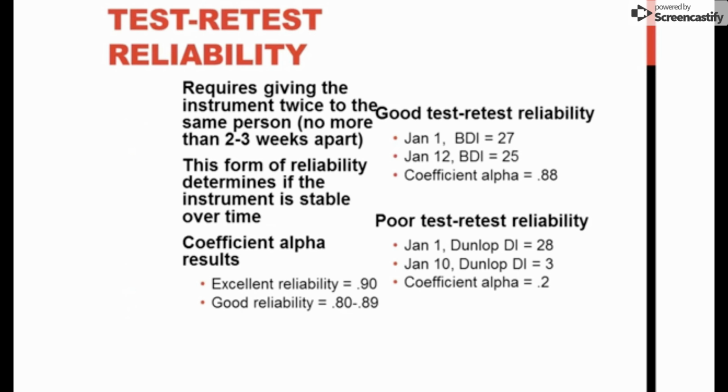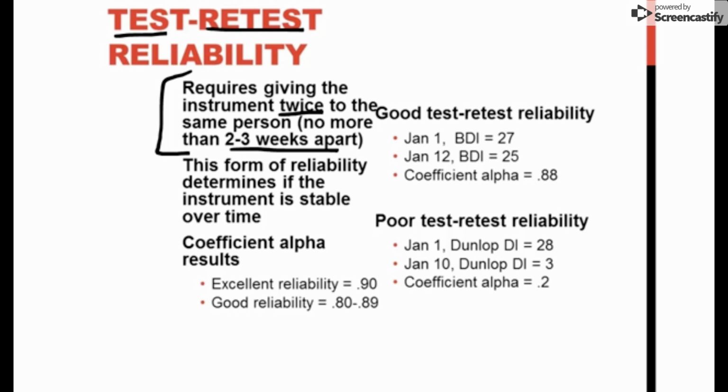Test-retest reliability does just what it sounds like it does. You test somebody once, and then you retest them. So this requires giving our measure, our variable, to the person twice. And we want to do this fairly close in time, for example, no more than maybe 2 or 3 weeks apart. Then what we want to do is correlate these two testing times.